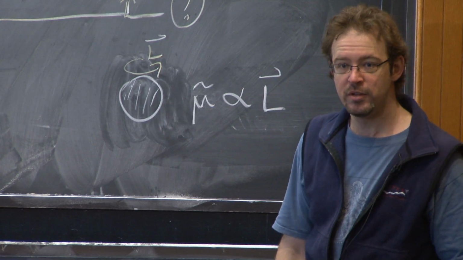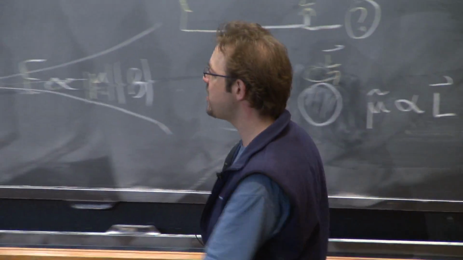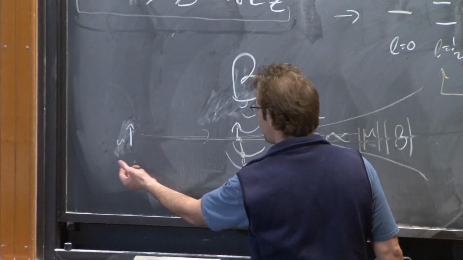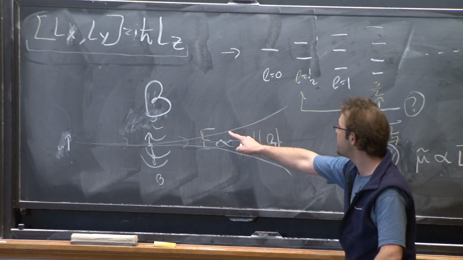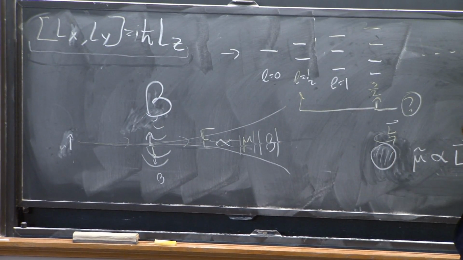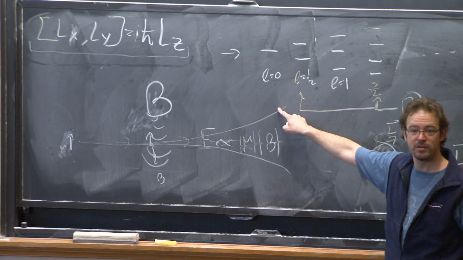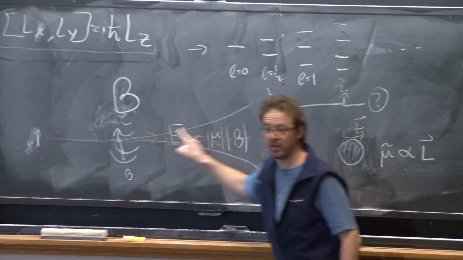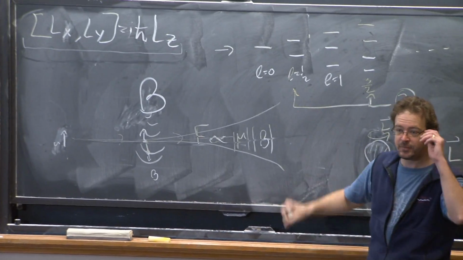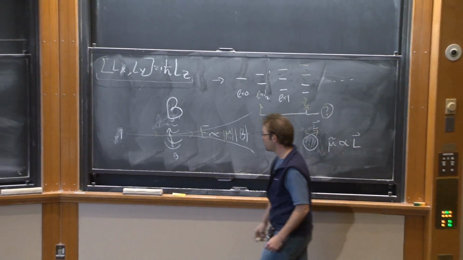Okay? So let's put this together. Imagine we take a charged sphere, we send it rotating with some angular momentum through a field gradient, a gradient for magnetic field. What we'll see is we can measure that angular momentum by measuring the deflection. Because the bigger the angular momentum, the bigger the magnetic moment, but the bigger the magnetic moment, the bigger the deflection. Cool?